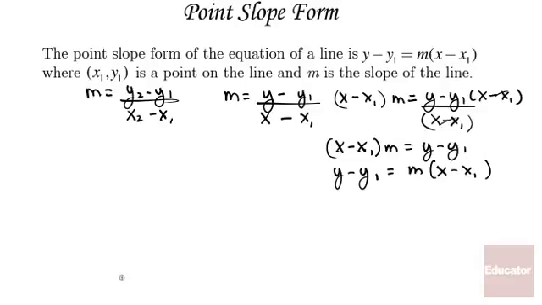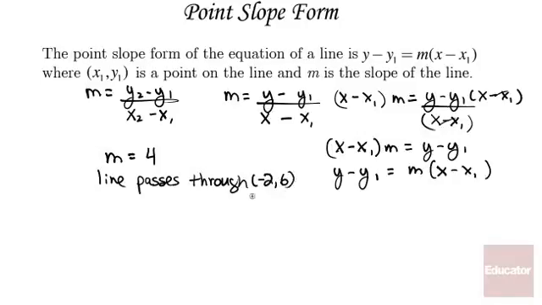This is useful because imagine if I'm given some facts about a line and I'm told that the slope equals 4 and that this line passes through a certain point, the point negative 2, 6. Knowing this, I can write the equation for this line in point-slope form. So point-slope form, y minus y1 equals the slope times x minus x1. So y is any other point on this line.